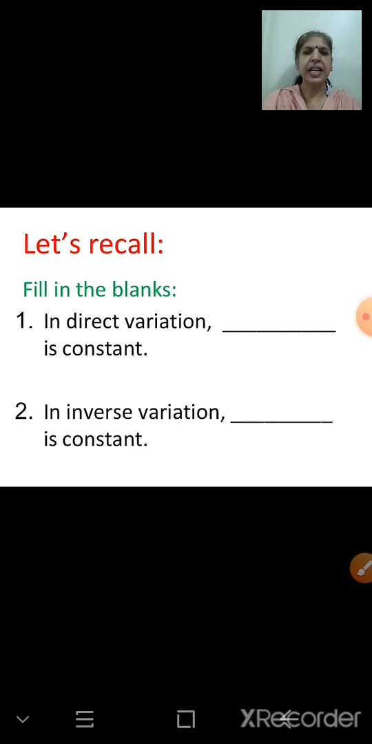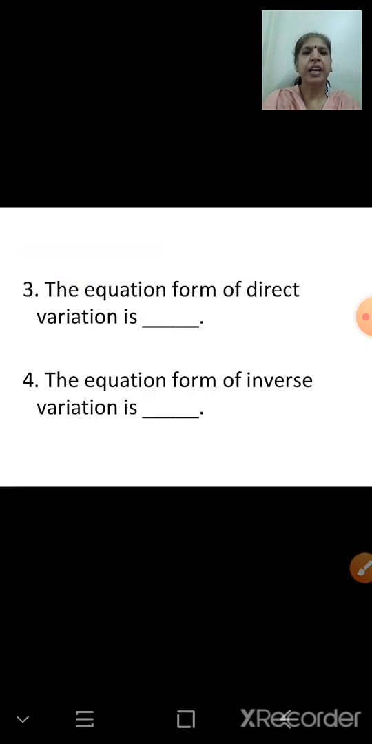First, in direct variation, dash is constant. Write only answer. In inverse variation, dash is constant. The equation form of direct variation is dash. The equation form of inverse variation is dash. So you have written the answers.